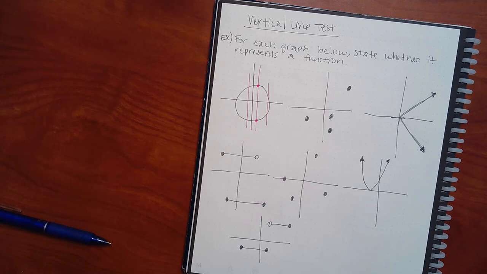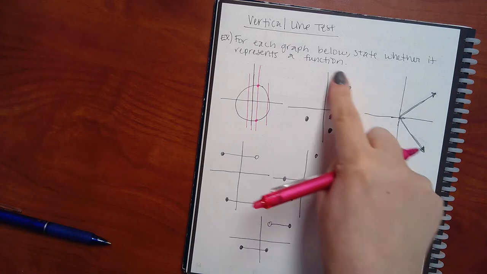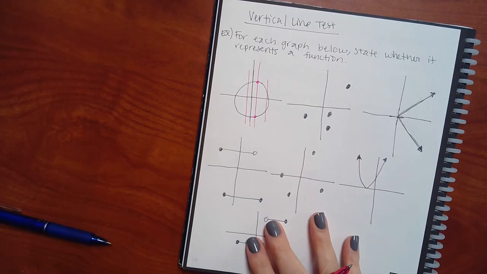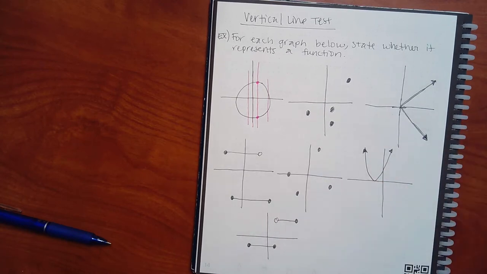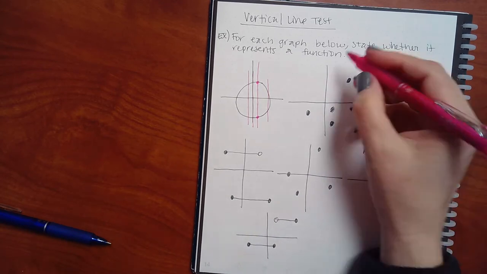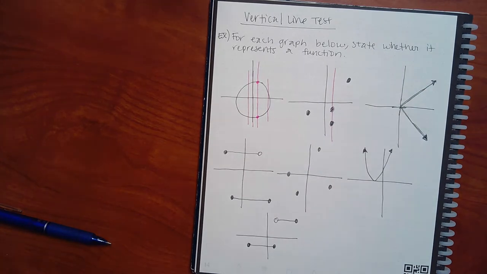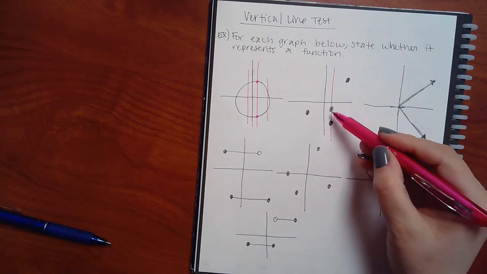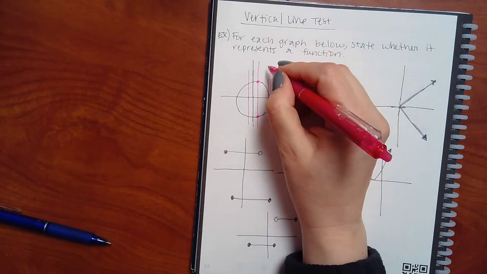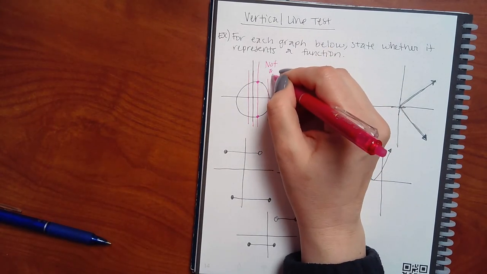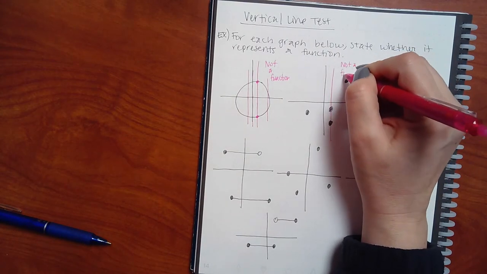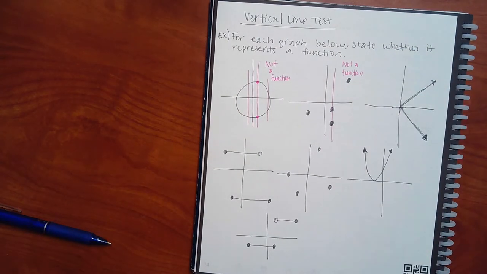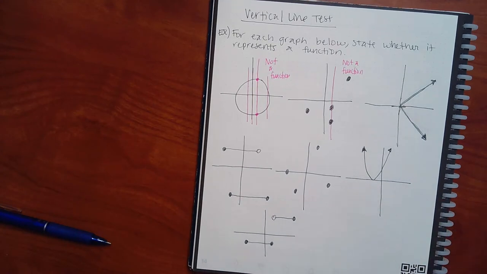Now, looking at the second graph, that's this one right here. Is there a vertical line that can be drawn that will cross it two or more times? Yeah. If I just draw one right here, I'll hit twice, won't I? So this one's not a function. All it takes is one vertical line to cross through it more than once, and it's a no.